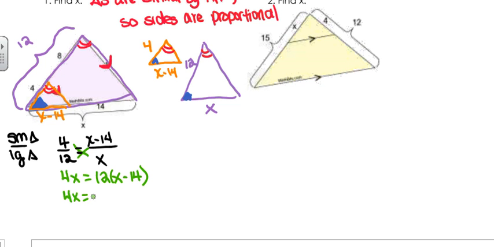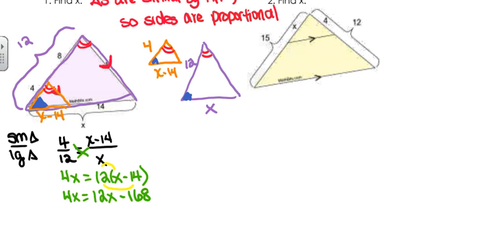So 4x is equal to 12x. Be careful when you do distributive property. I distributed the 12 to the x, but I also have to make sure I distribute the 12 to the minus 14. I have a couple different ways I can go here. I'm going to subtract 12x's from both sides.